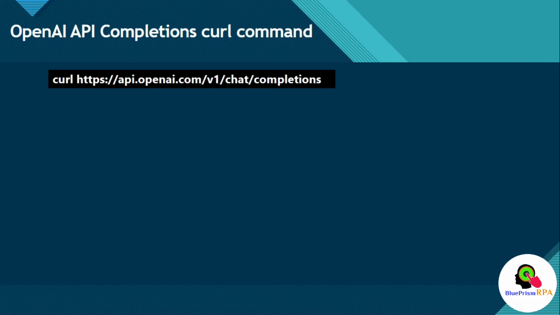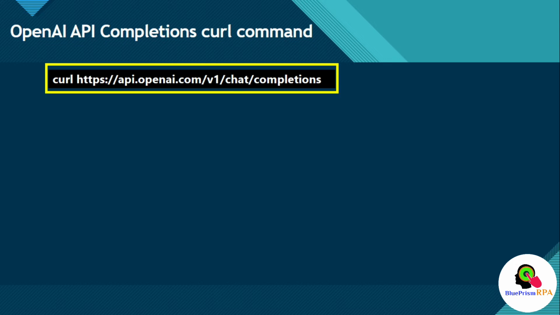So this is a curl command. We have curl and then https://api.openai.com/v1/chat/completions. Now what is this all?